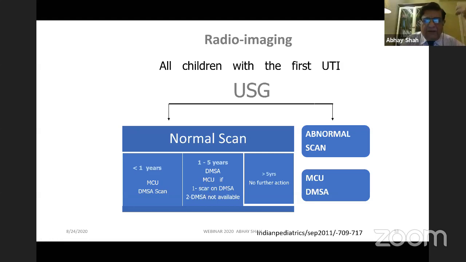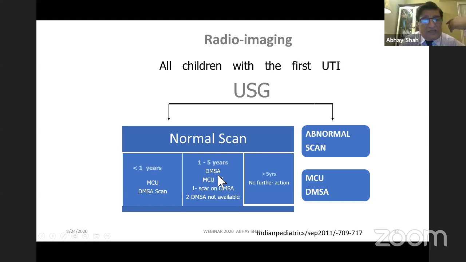So it all depends on if it is a first UTI. USG is a must. If the scan is normal and the child is less than 1 year, you give MCU as well as DMSA scan. DMSA after 2 to 3 months and MCU after 2 weeks, because MCU is a retrograde procedure. It may cause ascending infection. So you have to first treat the infection. If the child is totally symptom free, you do MCU after 2 weeks, and in between you can give antibiotic prophylaxis.